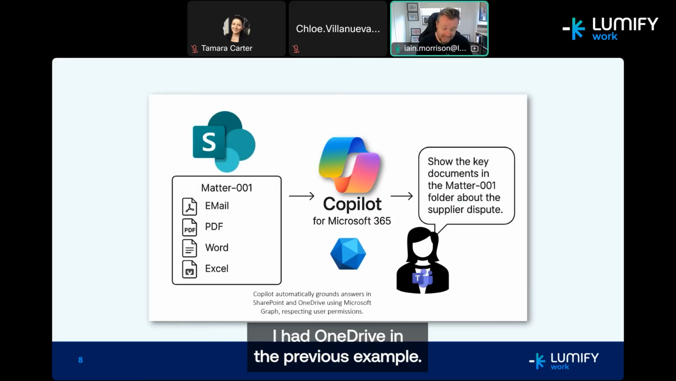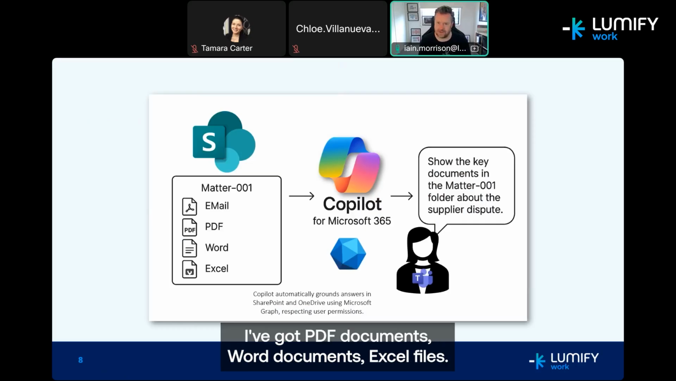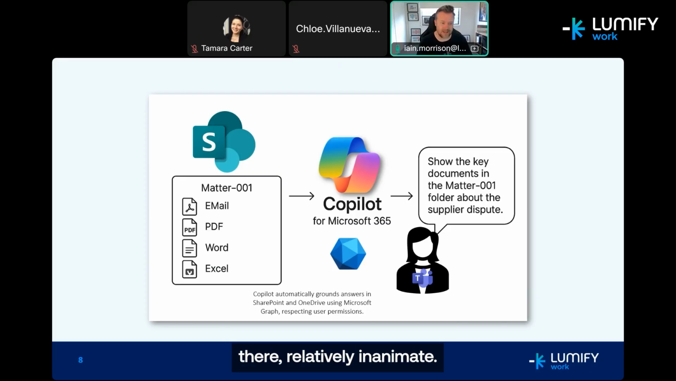I had OneDrive in the previous example. I could have OneDrive in this example. But just for the sake of using another product, let's say SharePoint. And within SharePoint, I've got emails. I've got PDF documents, Word documents, Excel files. I've got a variety of different file formats just sitting in there, relatively inanimate.